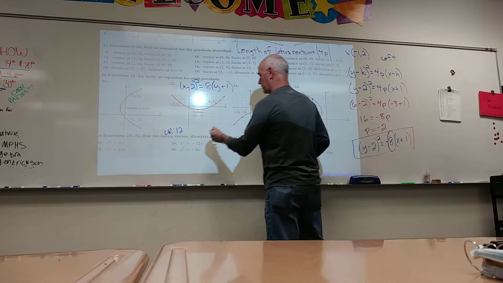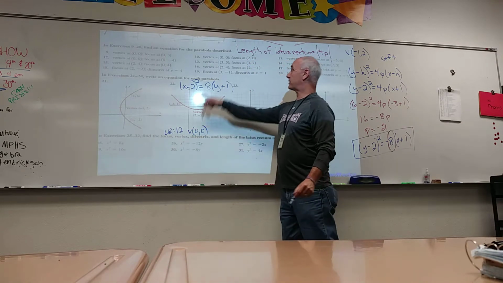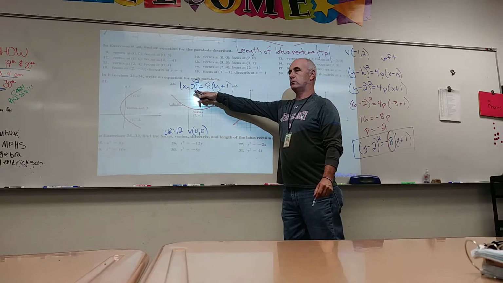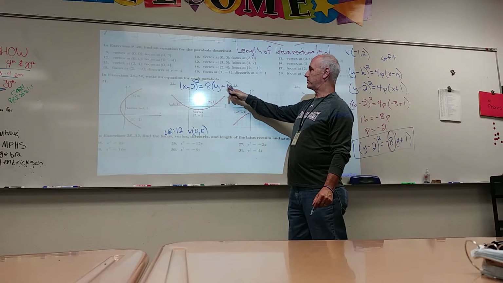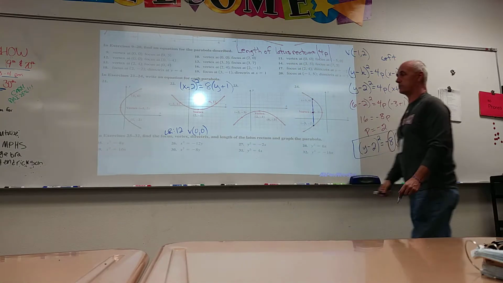0, 0. Why? Because nothing's being subtracted from x, nothing's being subtracted from y. If this were x minus 0 squared, then it would just be x squared, and y plus 0 would just be y. So if nothing's being subtracted, the vertex is 0, 0.